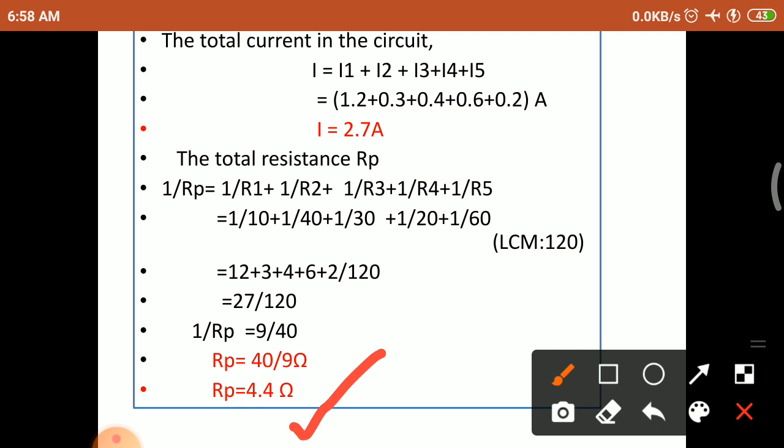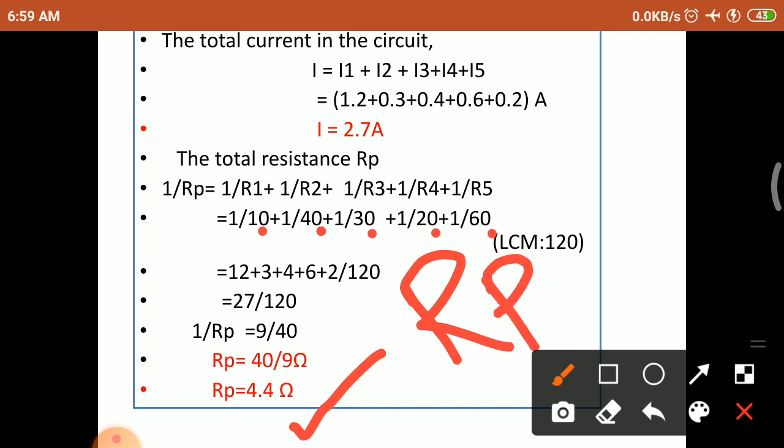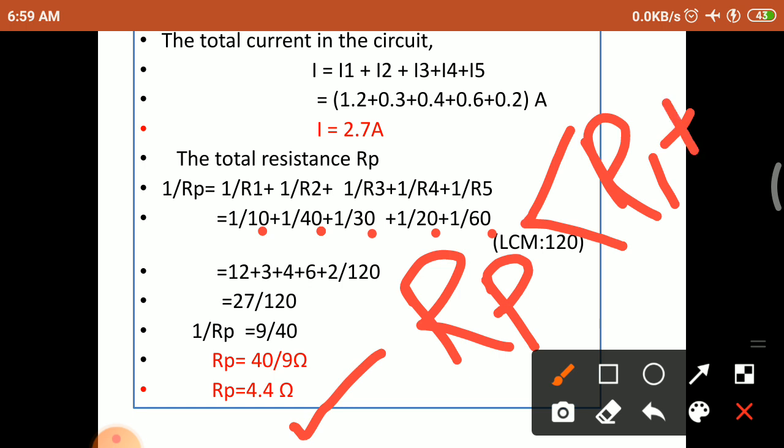Now compare the individual resistances. Compared to the equivalent resistance, the individual resistances of the resistors are always higher in a parallel combination. Comparing to 4.4 ohm, the 10 ohm is higher, 40 ohm also higher, 30 ohm also higher, 20 ohm also higher, 60 ohm also higher. So from this we can say that in a parallel combination, the Rp value is always less than the individual resistance values.